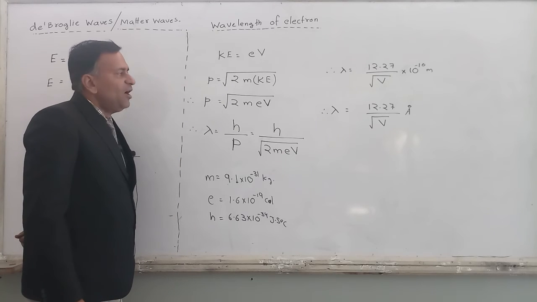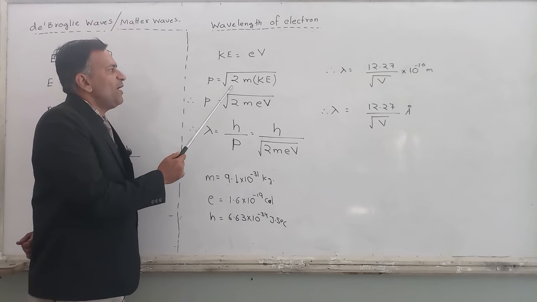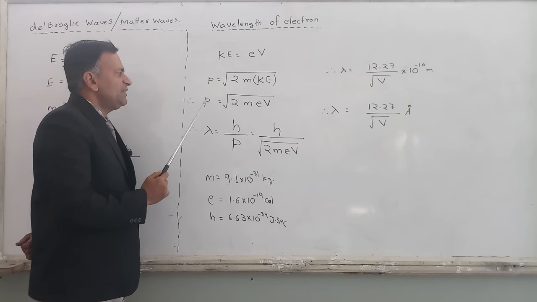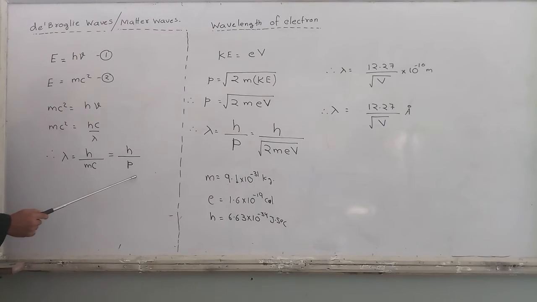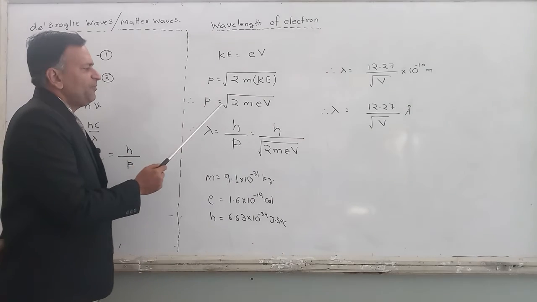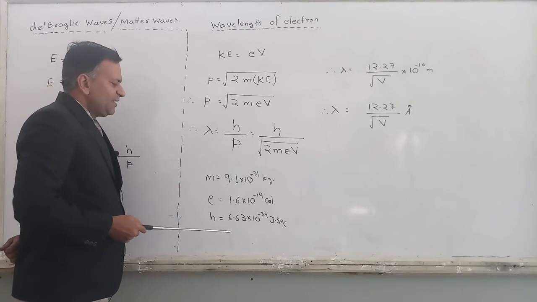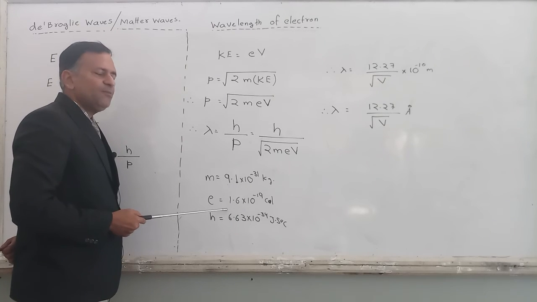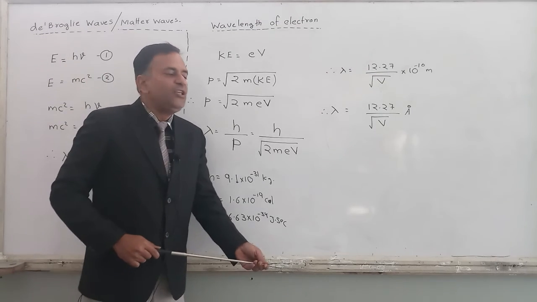The momentum of the particle. What is the momentum of a particle given as? The relation between momentum and kinetic energy is p equals square root of 2mKE. Put the value of kinetic energy here, that is E into V. This is how we find momentum. Now put this momentum into the equation of wavelength. Lambda equals h by p, and putting the value of p, that is h upon root of 2meV. h is Planck's constant, m is the mass of the electron, e is the charge of the electron. Put all these values here, do the calculations, and this is the number you get.